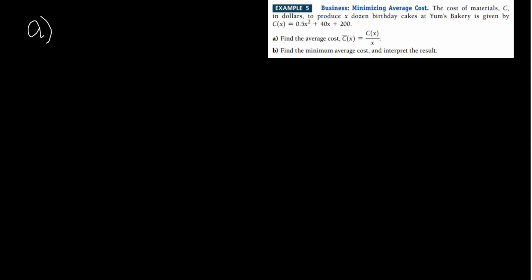So this reads: the cost of materials, C, in dollars, to produce x dozen birthday cakes at Yum's Bakery is given by the function C of x equals 0.5x squared plus 40x plus 200. Part A wants us to find the average cost, which is C bar. C bar of x is equal to our function over x. That couldn't be any easier. All we have to do is take our C of x and put it over x. That's it.